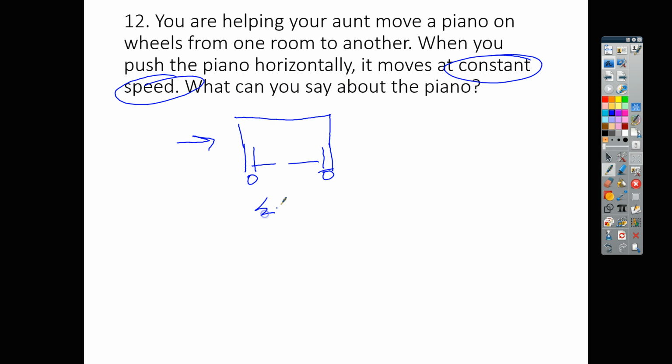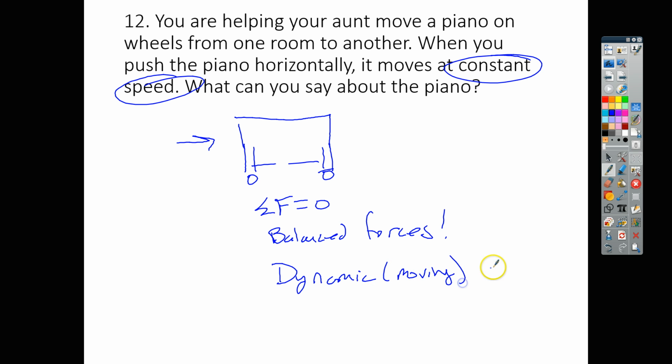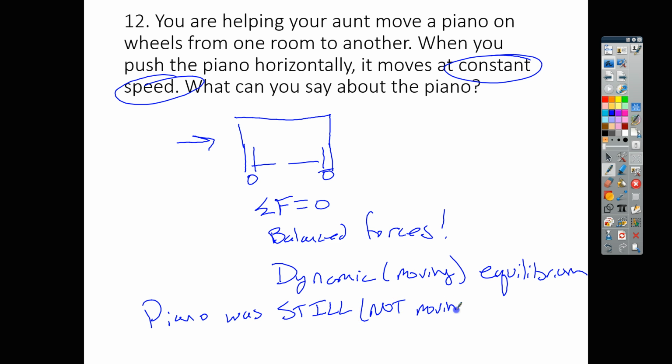When it moves at a constant speed, we know the sum of the forces is equal to 0. So we have balanced forces. When we have balanced forces, we can say that this thing is in dynamic equilibrium, and that's because it's moving. If the piano was still, so not moving, we would say it is in static equilibrium. So there's a difference between dynamic, or moving, equilibrium and static equilibrium.